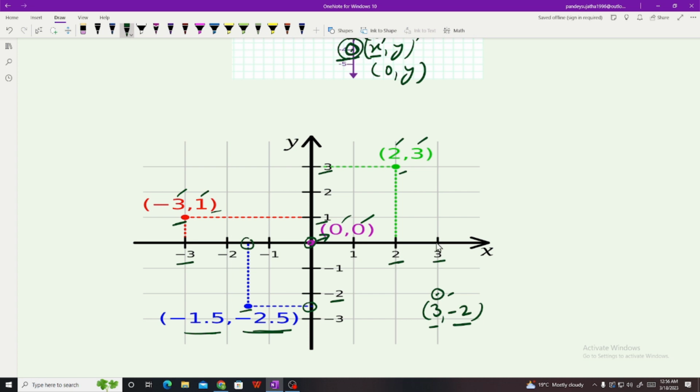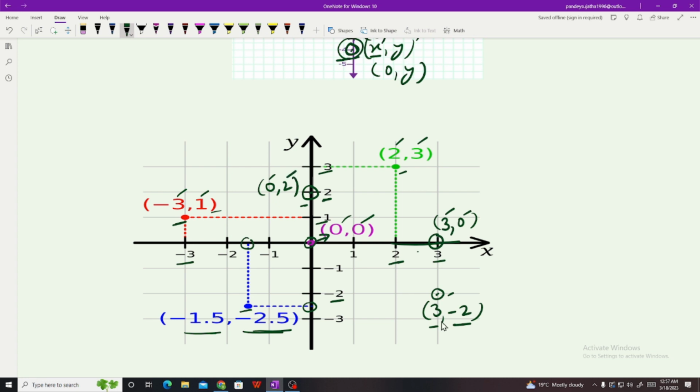So if I take a point here on the x-axis, then the coordinates of this point will be 3 and 0. Here the x coordinate will be 3 and the y coordinate will be 0 because the point is on the x-axis. And if I take a point here on the y-axis, then since the point is on the y-axis, the x coordinate will be 0 and the y coordinate will be 2. So the coordinates of this point are 0 and 2.